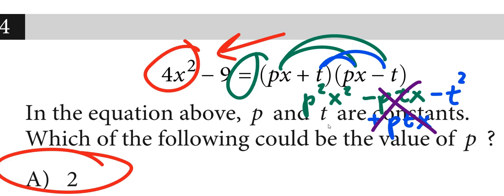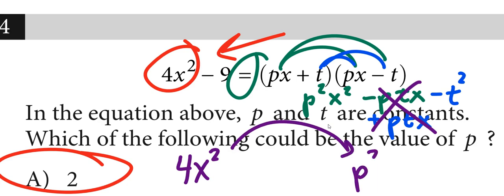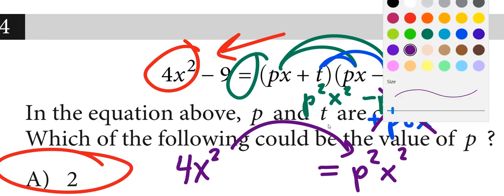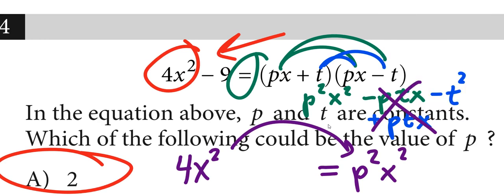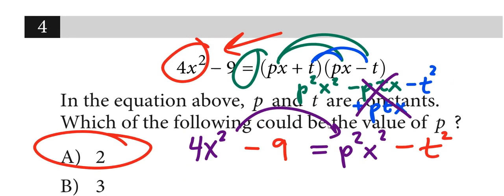So, the 4x squared on this side has got to be the same as the p squared x squared on this side of the equal sign. And the minus 9 has to be the same thing as the minus t squared. How do I know that? Because one of them has the x squared in it, and the other one doesn't.